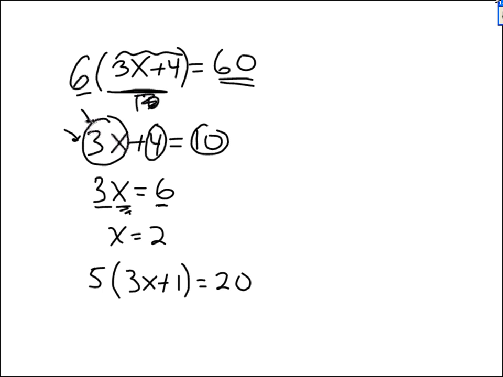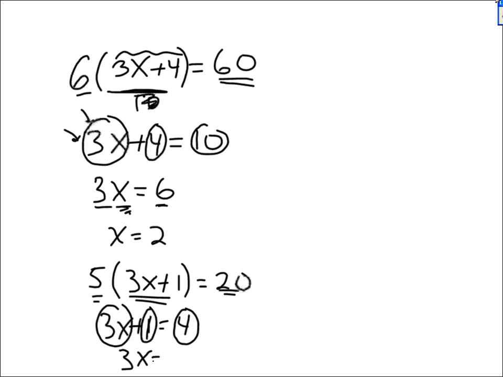Okay, let's make that plus. 5 times this is 20. And this must be 4. Some number plus 1 is 4. 3 plus 1 is 4. So 3x must be 3. And if 3 times a number is 3, then the number, which we're calling x, is 1. And we could check it out pretty easily.